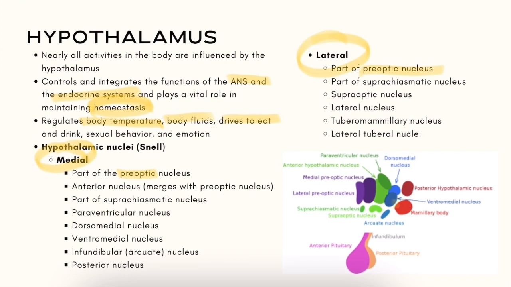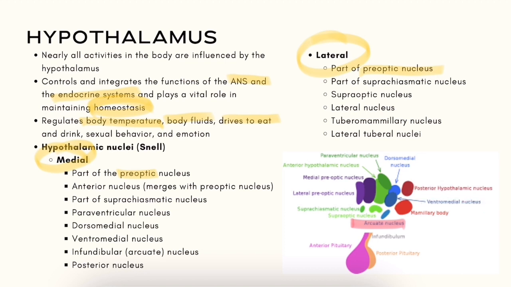If we look at the picture to the right, we have part of your preoptic nucleus, and then you would have your anterior nucleus, this one right here, and then a part of your suprachiasmatic nucleus, your paraventricular nucleus, and then your dorsomedial nucleus, and your ventromedial nucleus. You also have your arcuate nucleus and your posterior nucleus. Okay, this is different from the posterior pituitary. This is your posterior nucleus right there. So that's for the medial part.